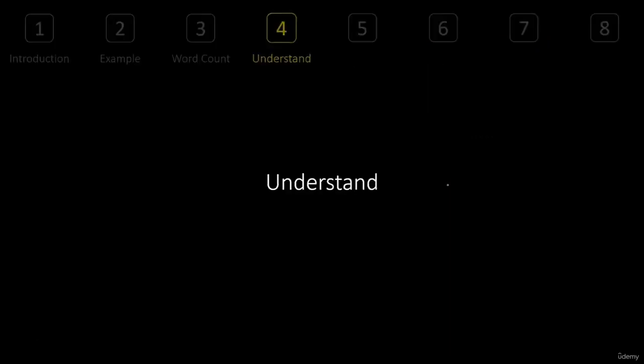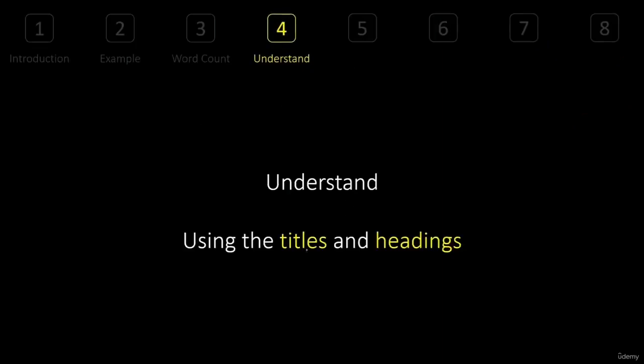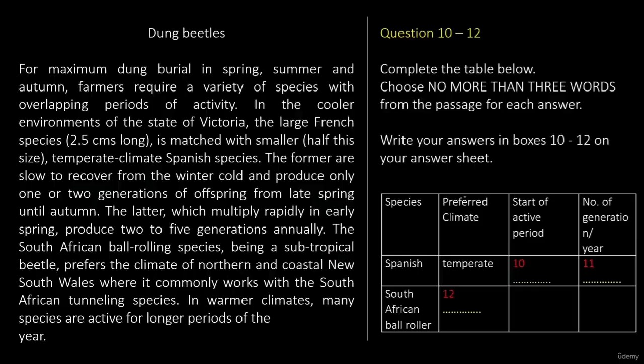Okay? Good. Second one is understand the table. What is the meaning of understand the table? You have to understand using titles and headings. Now, if you look here, we have a heading of the passage. Every time we will have some heading, which is dung beetle. Dung beetle is a type of beetle. So they're going to talk all about beetle. If I was not giving you title here, you'll be confused.